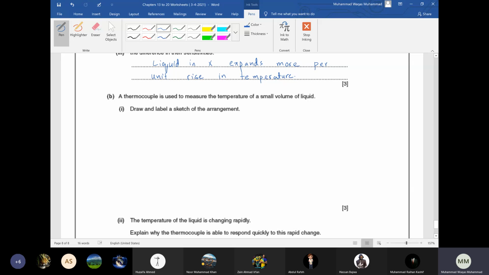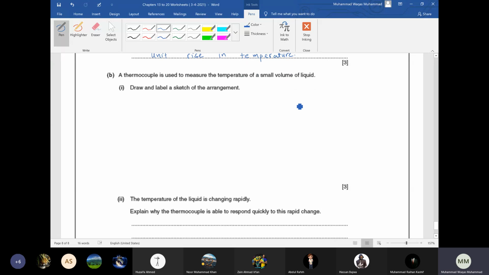Draw and label a sketch of the arrangement. So beta, thermocouple, if you remember, we discussed, consists of two wires of different materials. The ends of the wires are joined together to form a junction.